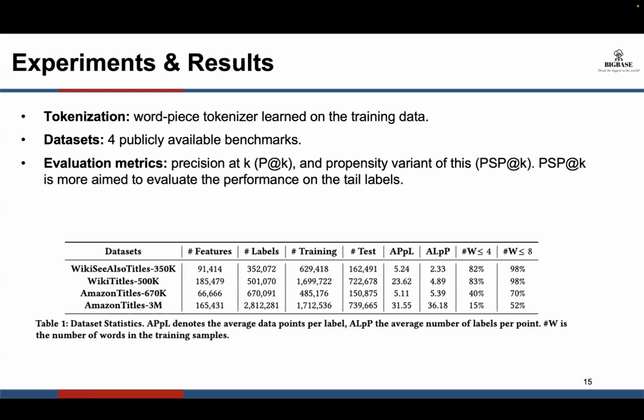And for experiments, they use a word piece tokenizer learned on the training data. And they use 4 publicly available benchmark datasets, which can be seen in table 1. And they use the evaluation metrics precision at K and the propensity variant of the precision at K metrics. And here the PSP at K metric is more aimed at evaluating the performance on the tail labels.